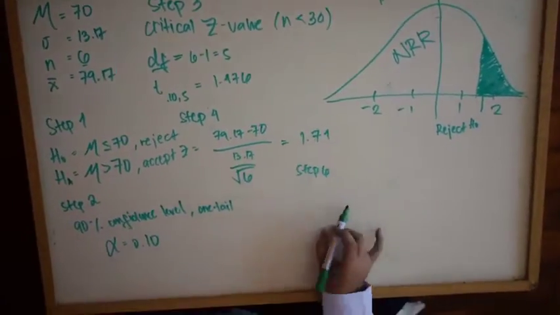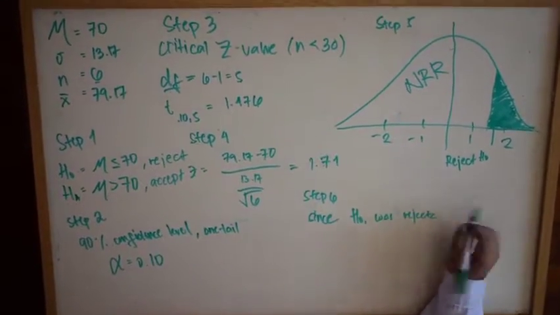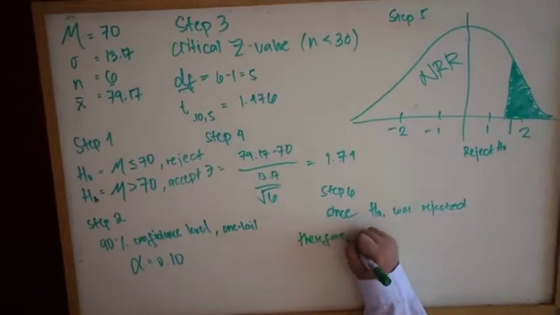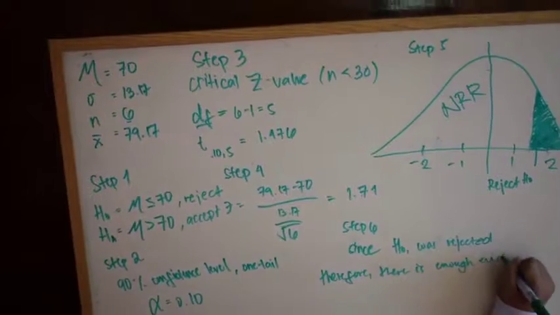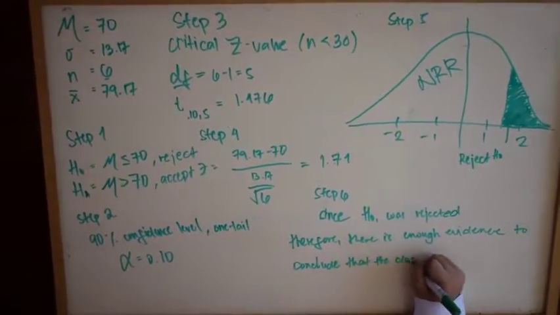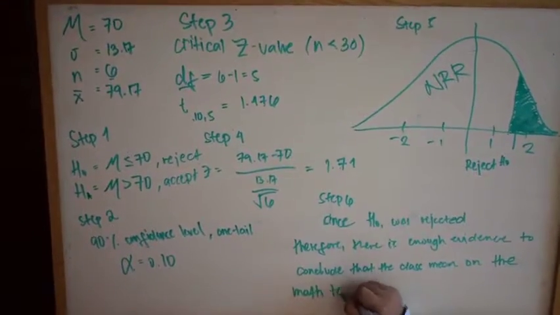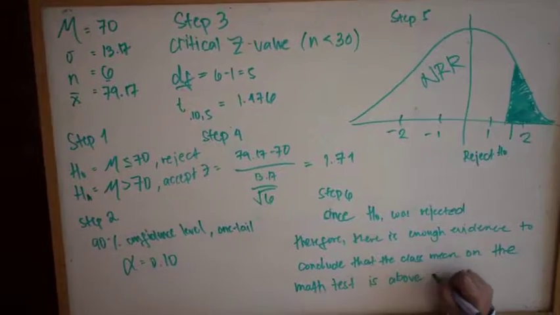For our step 6, since our H0, the null hypothesis, was rejected, there is enough evidence to conclude that the class mean on the math test is above 70. So that is the answer for this problem.